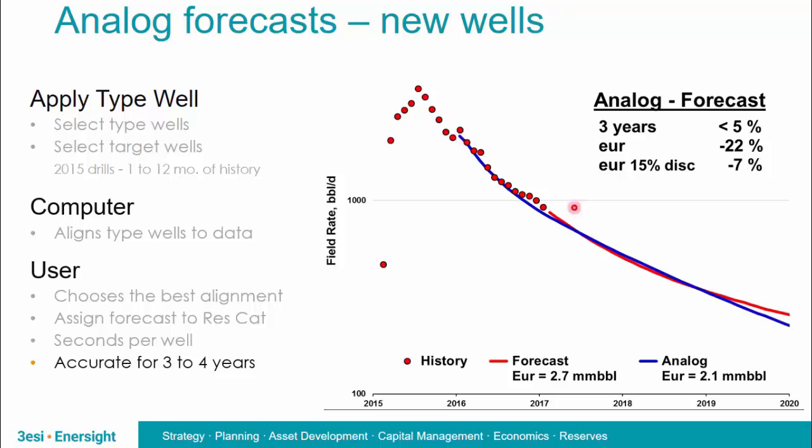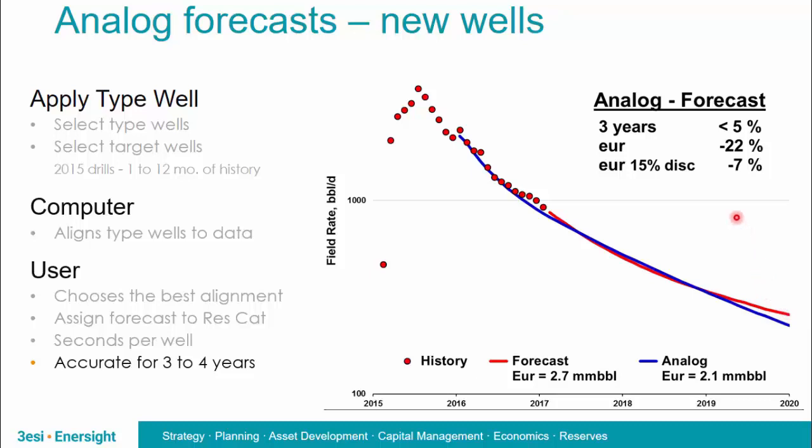If we use all of the history available for each of the wells and forecast using all of the history and show the results for these wells, we would obtain the red line, which is accurate for 3 or 4 years to within 5%. But you can see it is deviating at the end. So what is the accuracy for the full life? For these wells, it's accurate to within 22%.